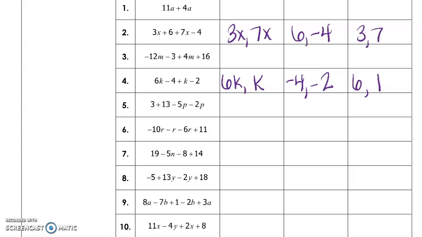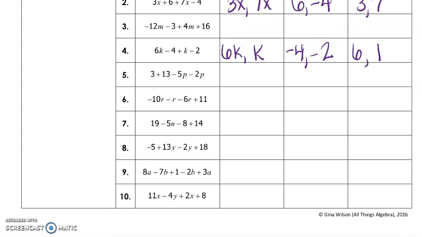Let's look down at number 6. We would have 3 variable terms, negative 10r, negative r, and negative 6r. Our constant term then is just 11. Our coefficients are negative 10, negative 1. So again, there was nothing in front of the variable except a minus sign, a negative sign. So that means the coefficient is negative 1 and then negative 6.